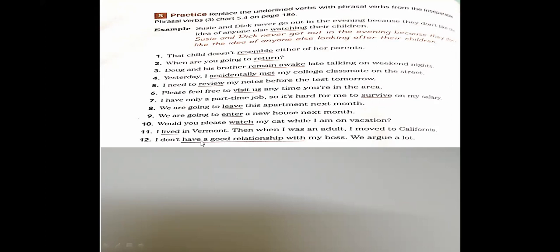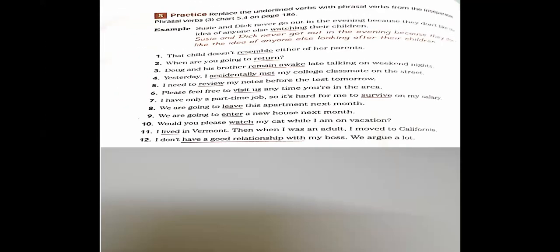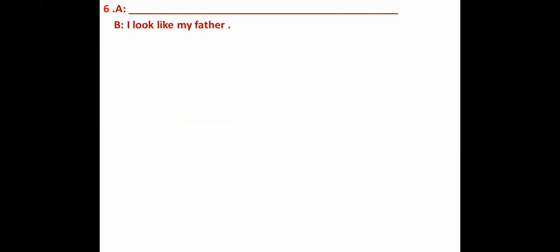Amjad: I don't have a good relationship with my boss. We argue a lot. Have a good relation with. Tolerate. A verb with the same meaning as tolerate, a phrasal verb, forgive. Which one will be from the table? Sir, I am watching from the screen. Okay, let me show you the meaning through the screen. I have a good relationship with my boss.